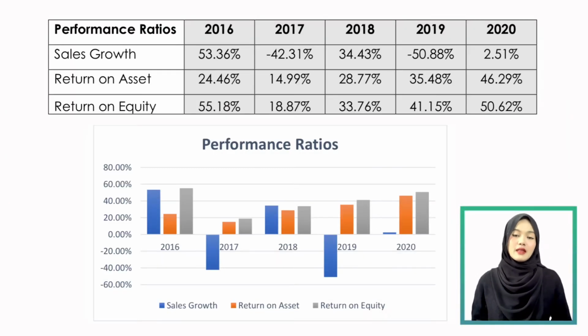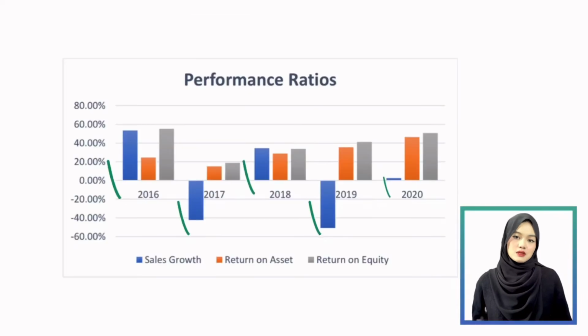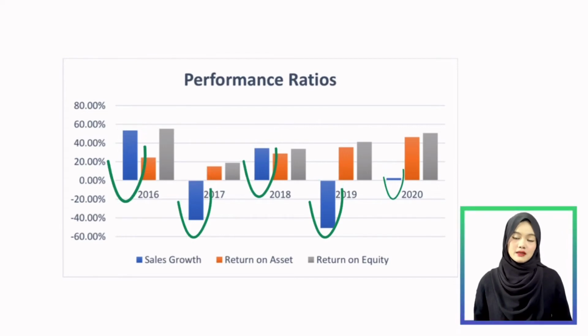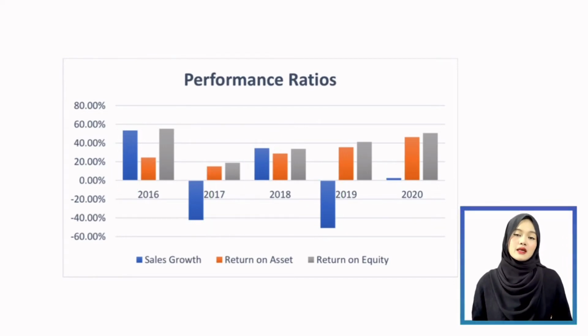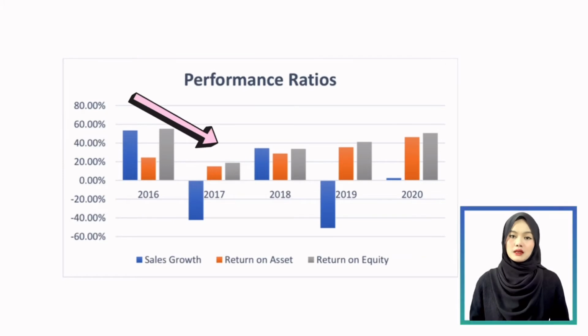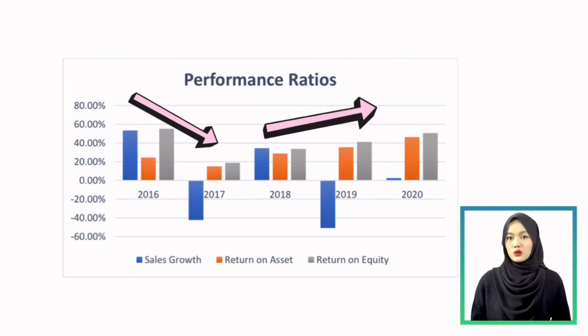Based on the graph and table shown, sales growth is in an unstable condition where it changes to positive and negative percentage year by year. However, the return on asset and return on equity recorded the same pattern from 2016 until 2020, where the percentage decreased in 2017 but began to increase in 2018 until 2020.